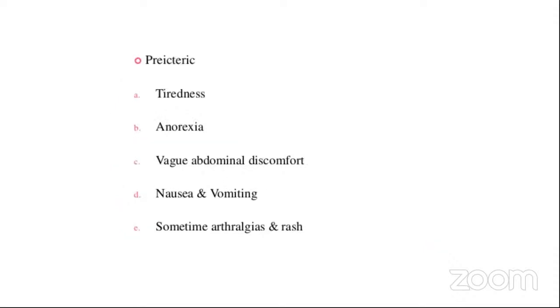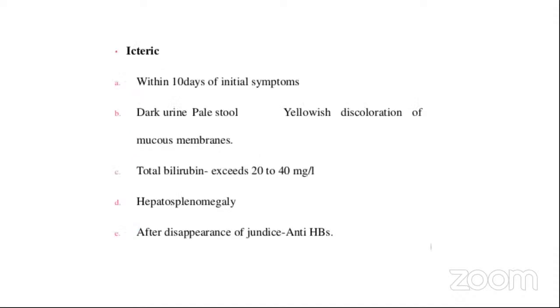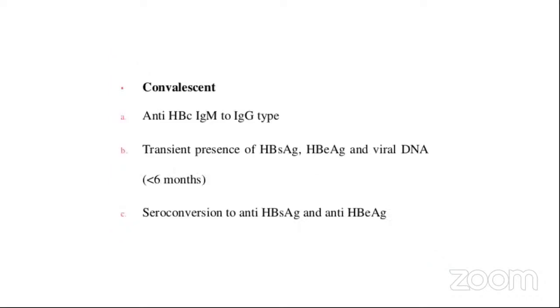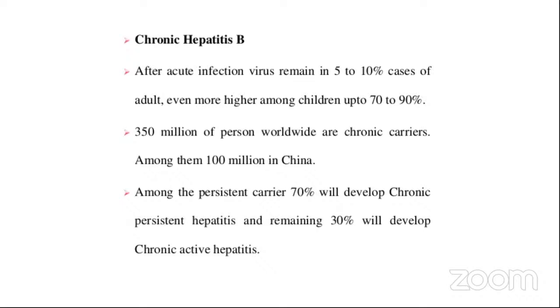In this way, different symptoms appear, like nausea and vomiting in the pre-icteric phase. In the icteric phase, the urine color changes to dark, and then jaundice appears, which we can easily identify. In the convalescent phase, we can check different types of antigen. Chronic hepatitis B is also observed in 5 to 10% of adult cases, but it is more common in children, at 70 to 90%.